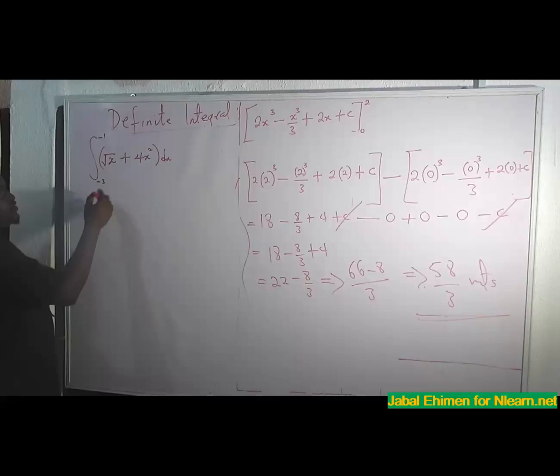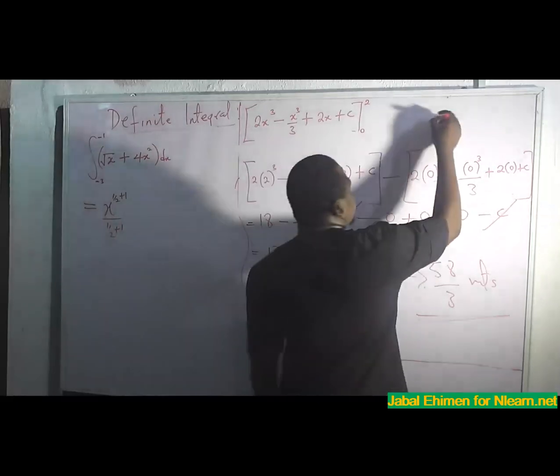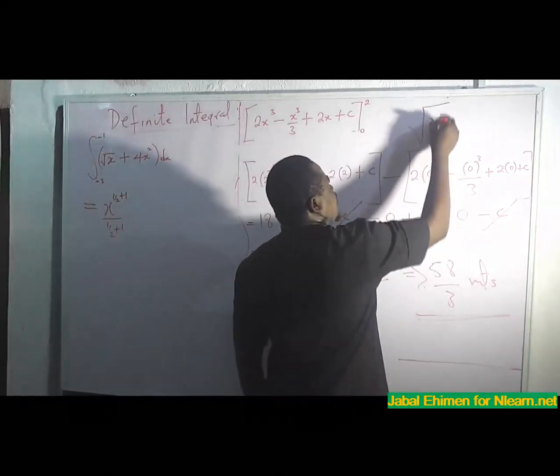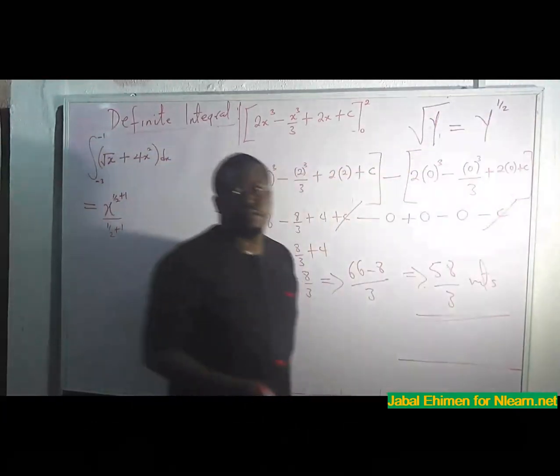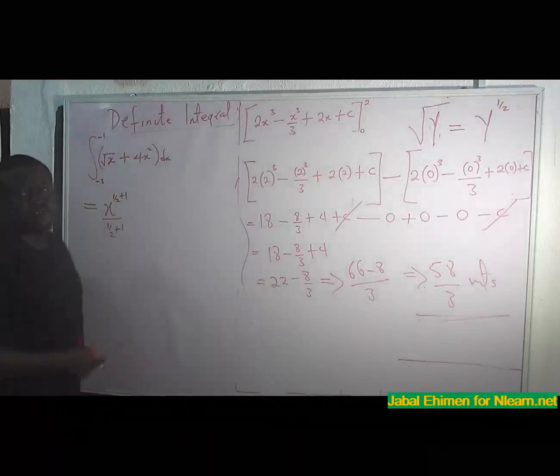If you want to integrate this, it becomes x to the power of 1 over 2 plus 1, over 1 over 2 plus 1. You ask me a question: where did the 1 over 2 come from? It's simple. Don't forget, anytime you have something like this in maths, the square root of y also means y raised to power half. That is applying the basic rules of mathematics. Good, but you call that computation.